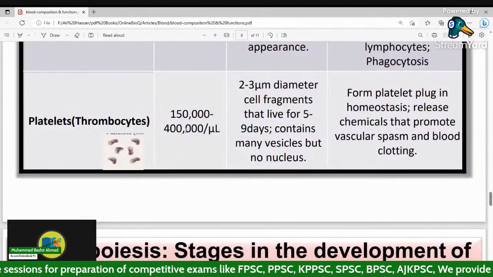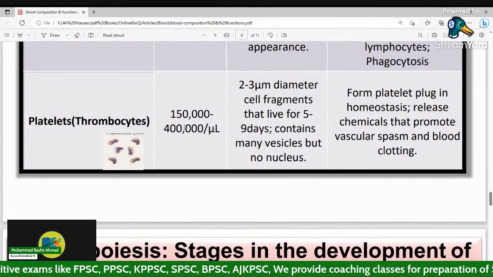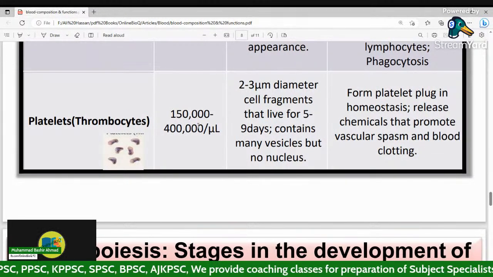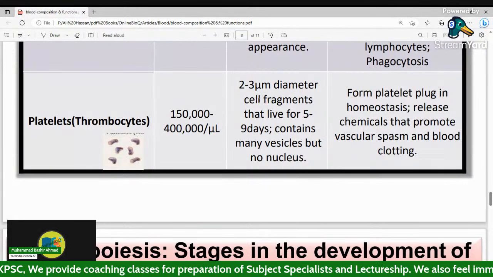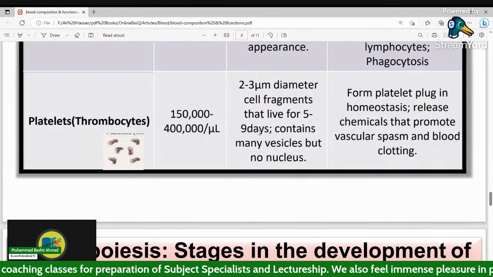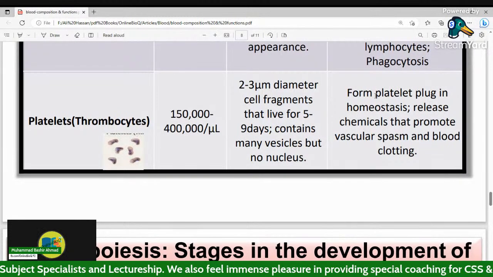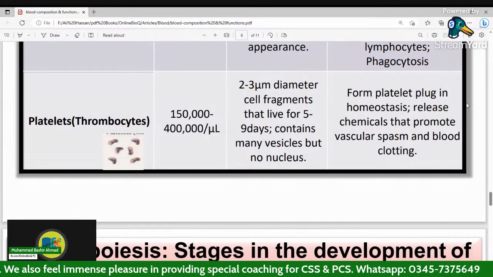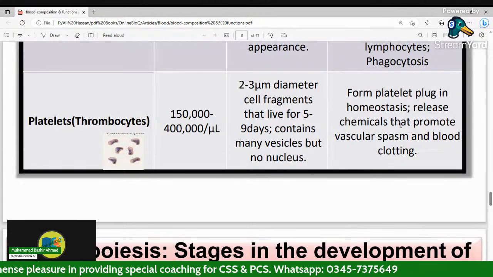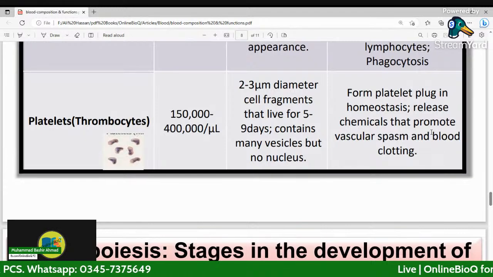Platelets, their content is 1 lakh 50,000 to 4 lakhs per microliter. They are 2 to 3 micrometer in diameter. Cell fragments that live for 5 to 9 days. These contain many vesicles but no nucleus. They form the platelet plug in hemostasis and release chemicals that promote vascular spasm and blood clotting. So these play a very important role in blood clotting.